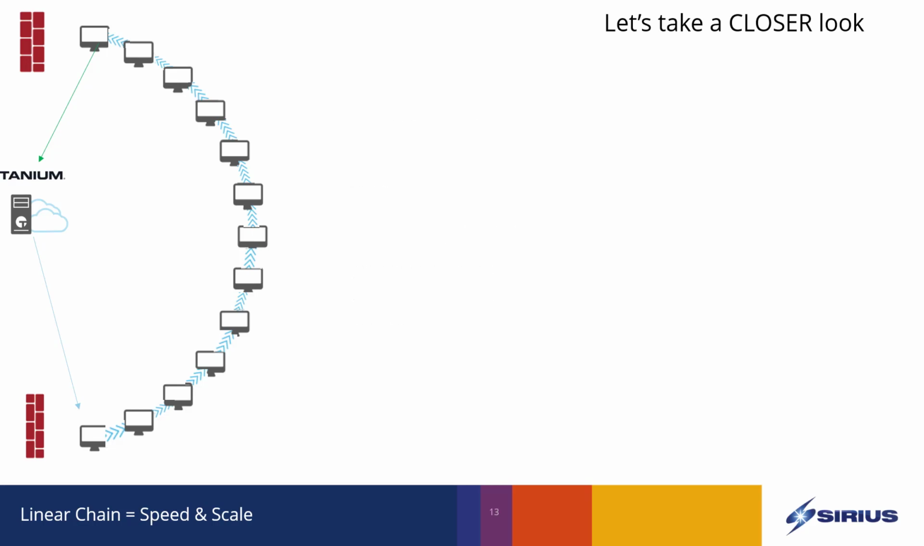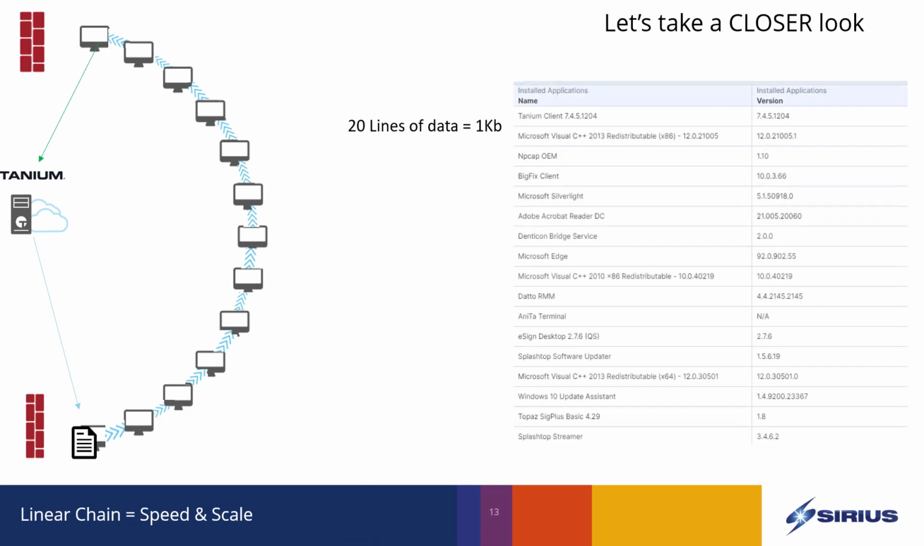Now, let's take a look at the TANIUM way and leveraging that linear chain. So, same thing, I'm going to ask this machine. It's going to produce, as I said, 20 lines, approximately 1K of information. But instead of going back up to my server, it's going to forward this information and question to the next machine in the list. Now, this machine is going to also ask, well, what software do you have?